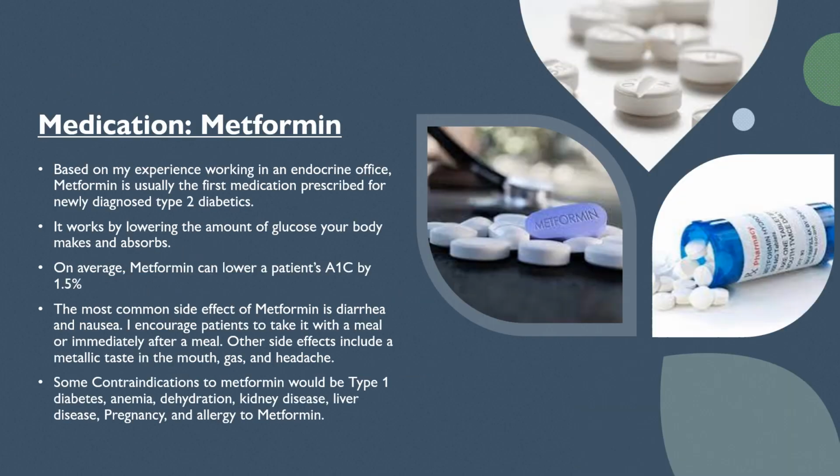Based on my experience working in an endocrine office, metformin is usually the first medication prescribed for newly diagnosed type 2 diabetics. It works by lowering the amount of glucose your body makes and absorbs. On average, metformin can lower a patient's A1C by 1.5%.